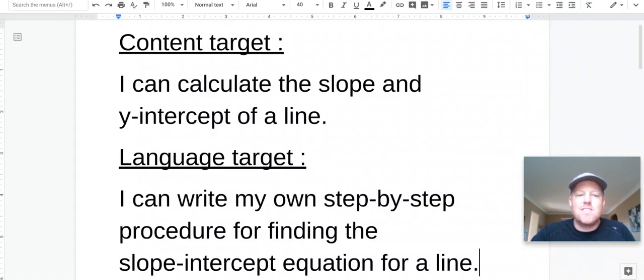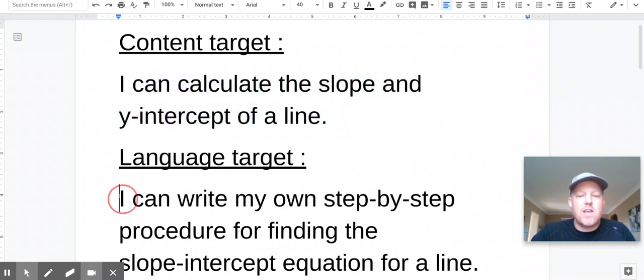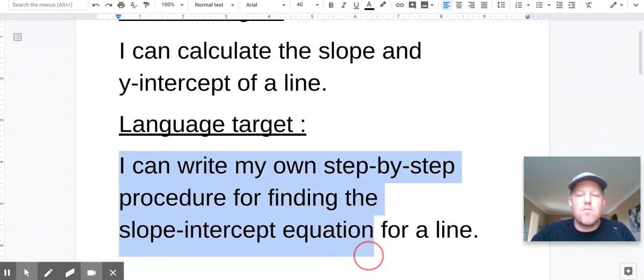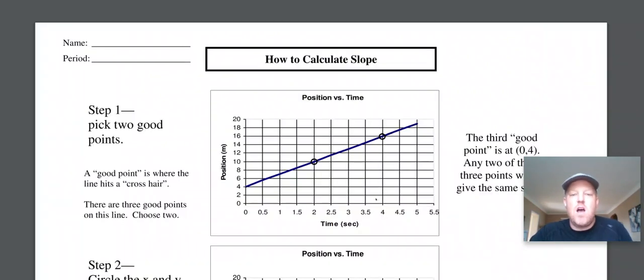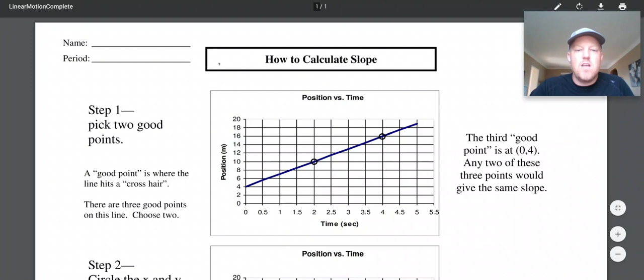In terms of content and language targets or objectives, the content target is: I can calculate the slope and y-intercept of a line. And then the language target: I can write my own step-by-step procedure for finding the slope-intercept equation for a line.